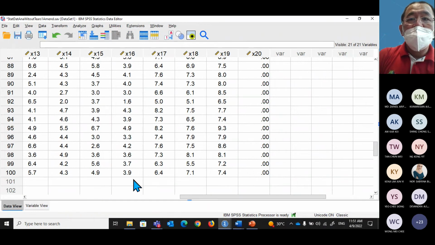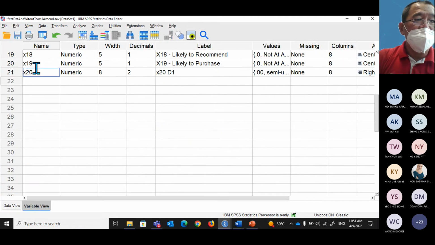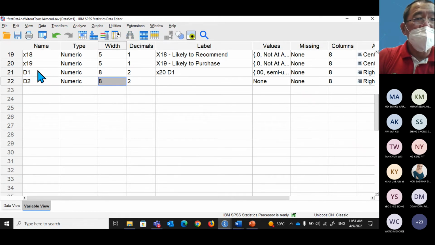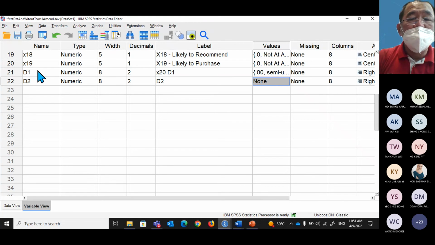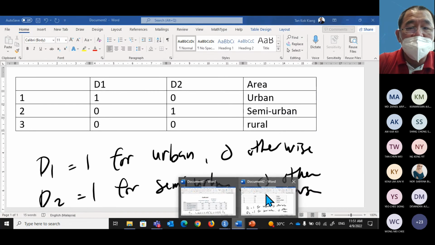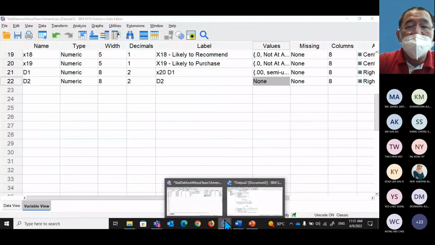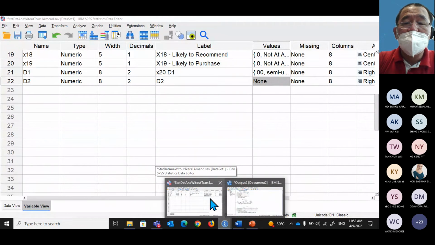So we are here. Now x20 is x20. We change it to D1, and then now we got one more, which is D2. So D1 is for what? D1 is for urban. Okay, so D1 is for urban.